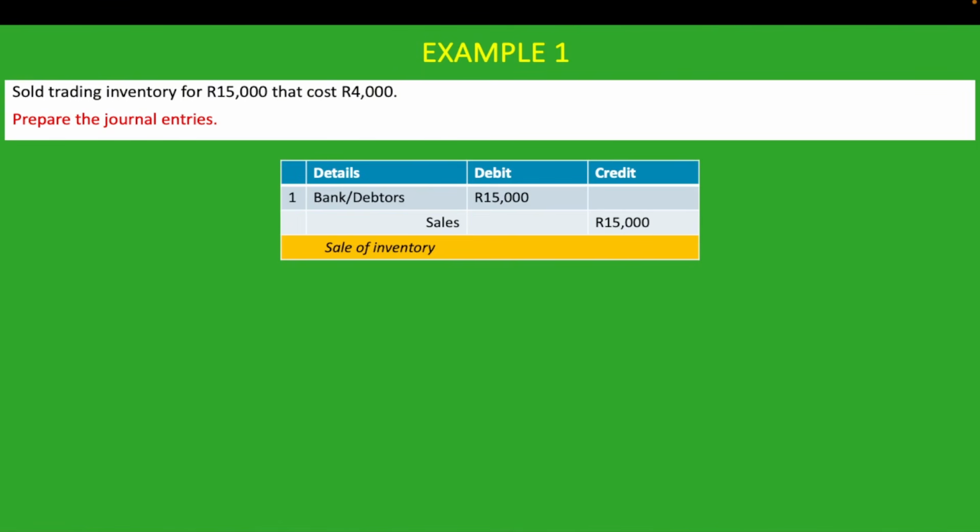And this is where you'd stop if you're using the periodic inventory system, because you're only going to account for the inventory at the end of the period. However, if you're using the perpetual inventory system, accounting for your inventory and cost of sales perpetually, meaning continuously, here's the second journal entry that you'll have to do, where you debit cost of sales.